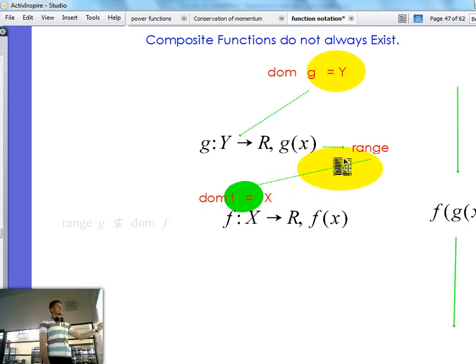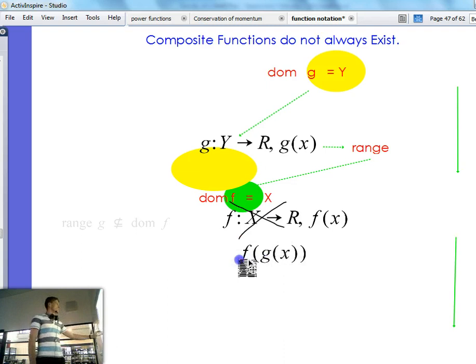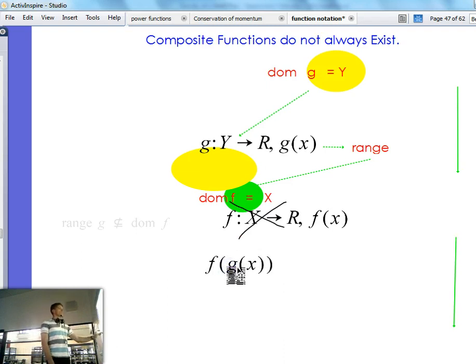Our domain of f is too small, and so our range of g is not going to fit. It is not a subset. And when that happens, we have to stop, and we are unable to define this function. F of g of x does not exist. So there's no point trying to define something that doesn't exist in the first place.